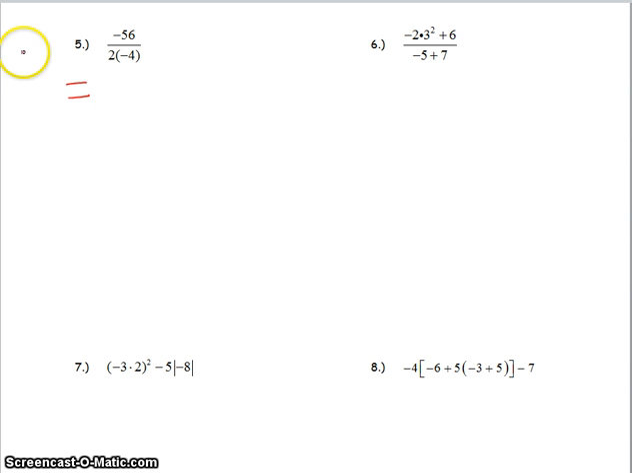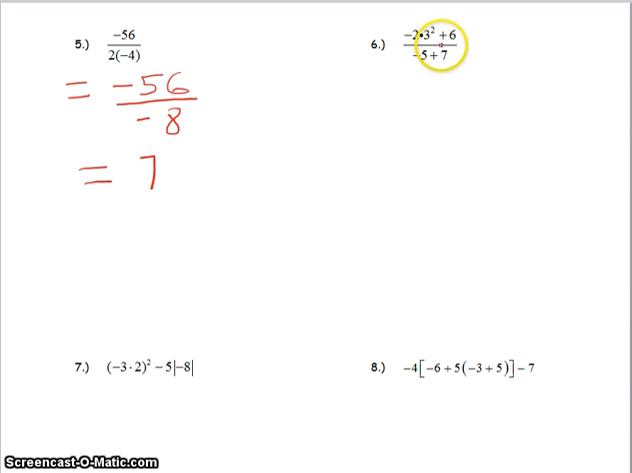So here we have negative 56, that doesn't change, divided by, we would take 2 times negative 4, which would give us negative 8. Now if you notice, we have a negative divided by a negative, which is positive. 56 divided by 8 will give us positive 7. And that is our final answer for number 5. Now we move on to number 6.